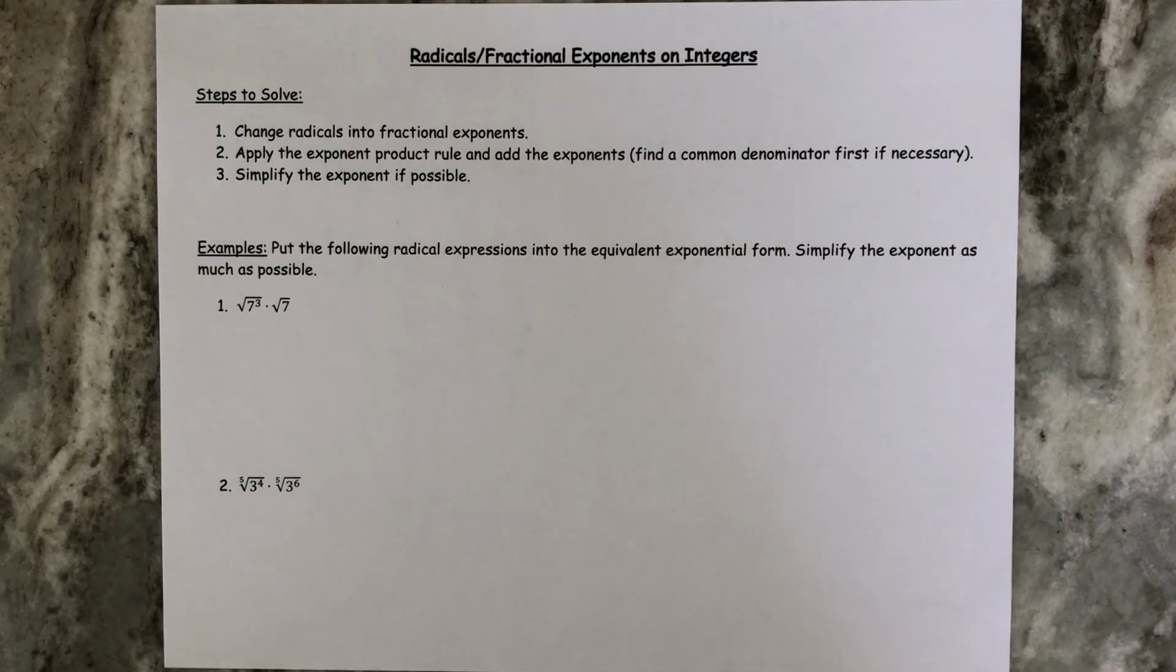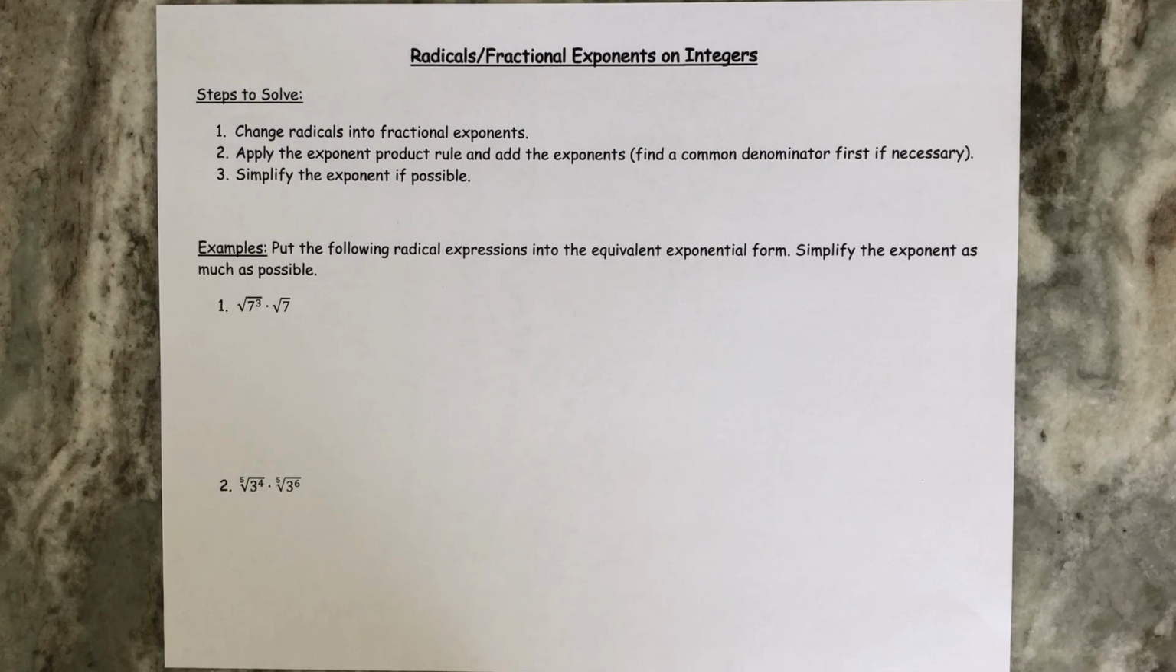This week we're taking a look at rationals and fractional exponents on integers. So I have broken this down into 3 steps to solve these types of problems. We are first going to try to change our radical into fractional exponents, which we've been working on for a couple weeks now. The second thing we're going to do is apply the exponent product rule, which means that we add the exponents on the like base.